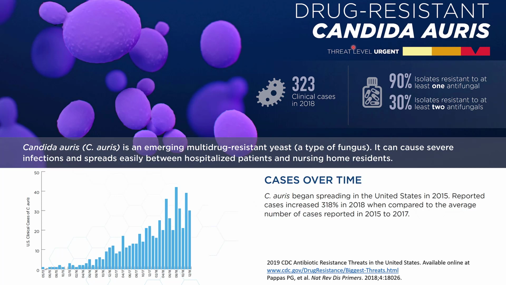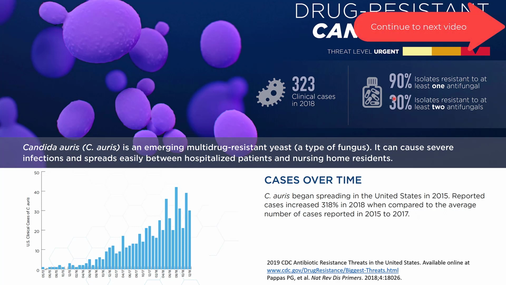So this is from the CDC, specifically for Candida auris. They showed that the incidence of Candida auris is on the rise, so it's continuing to go up. And what's concerning about Candida auris, and they have it at urgent threat level, is that 90% of Candida auris isolates are resistant to at least one antifungal, and about 30% of them are resistant to at least two antifungals. And we're not sure in the next few years if this resistance will get worse or just stay the same.